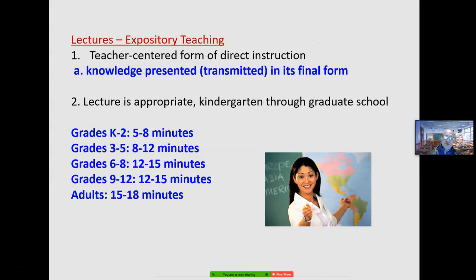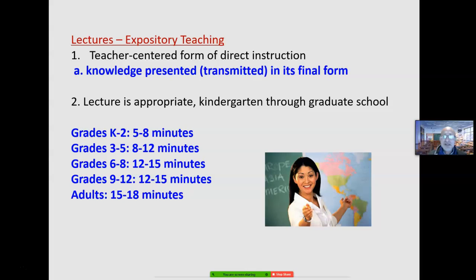Now, lectures, expository teaching, meaningful verbal learning, is a teacher-centered form of instruction. Discovery learning, the teacher steps back, students mess about. Expository teaching, the teacher is in control of all elements of it. It's transmitting. Knowledge is presented in its final form. This is what you need to know. This is how I'm presenting it to you.